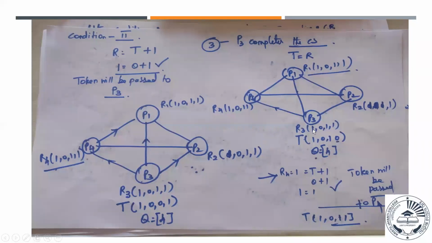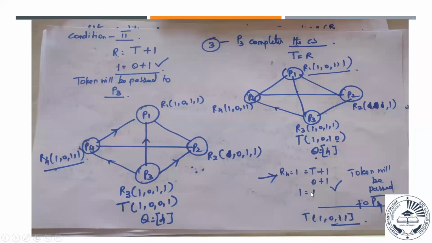So when P3 is released, you know that the token will be passed to P4 now. So how will P3 complete? T is equal to R. So what is T is equal to R? Here it is 1. Previously it was 0. So 0 plus 1, it becomes 1. So R is equal to T. So when this is clear, then the token will be passed to P4.